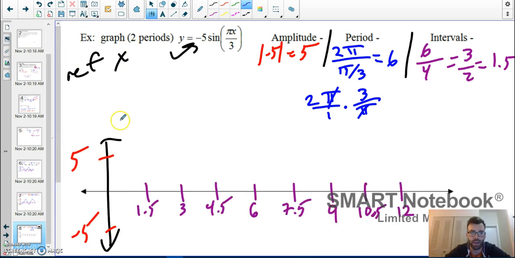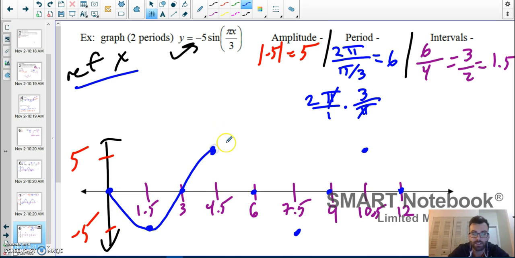All right, so here's what my amplitude looks like. Here are my intervals lined out for two periods. So remember, I start at my midline. Since there is a reflection, the negative in front, I'm going to go down to the minimum, back to the midline, up to the max, midline, min, midline, maximum, midline. Wow. And then connect your dots. Let's see how this one goes. We're running out of time here. Okay, so this is our sine curve.